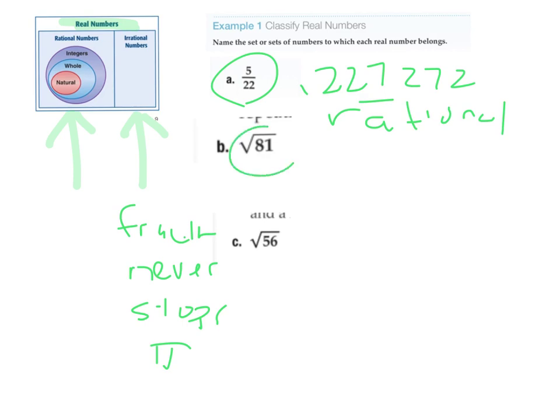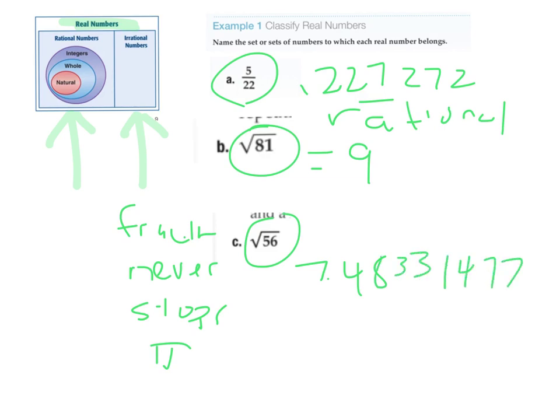If you put this into a calculator, you will get 9, which is a whole number, so it's also rational. And when you put the square root of 56 into your calculator, you get a number that's 7.48331477. See how it continues. So this is irrational. This one is rational. And that's how you classify.